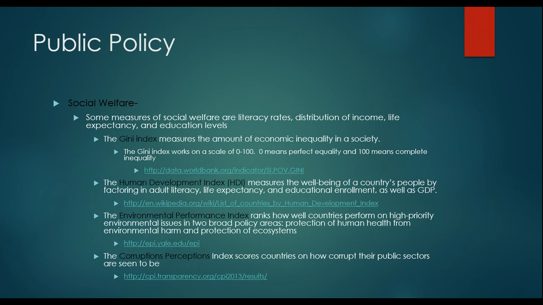All right. Then we look at the concepts of social welfare. Some measures of social welfare are literacy rates, distribution of income, life expectancy, and education levels. The Gini index measures the amount of economic inequality in a society. The Gini index works on a scale of 0 to 100. 0 means that there is perfect equality, and 100 means that there is complete inequality.